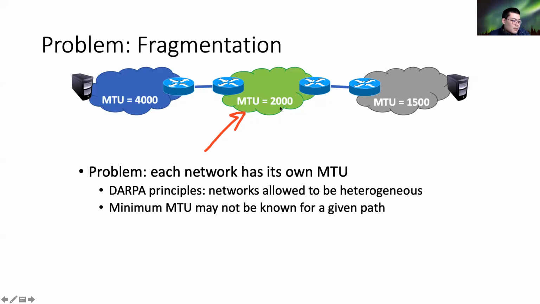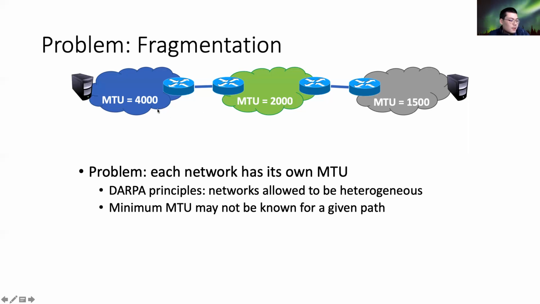Each network has the MTU concept, because the network layers above the data link layer sit on data link layer devices with an MTU. According to the DARPA principle, we have the ARPANET, which is the earlier version of the internet. The networks are allowed to be heterogeneous, which means we allow different routers to have different MTUs.